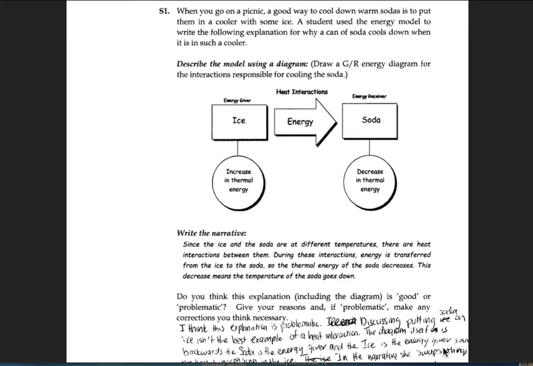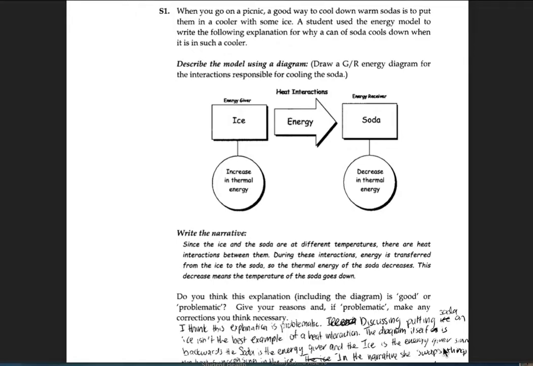Answers to activity 4 summary questions. For number 1, after reading the student's narrative and giver receiver energy diagram, I answered that I think the student's explanation is problematic.